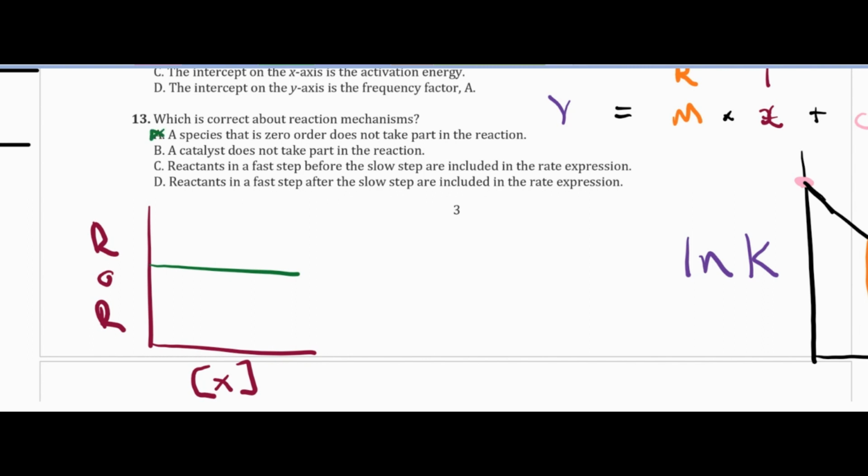A catalyst does not take part in the reaction. A catalyst does take part in the reaction, it's just not used up, and what it does is it provides an alternative pathway with a lower activation energy. So it's not B. Reactants in a fast step before the slow step are included in the rate expression. Yes, they are. Reactants in a fast step after the slow step are included in the rate expression. No, they're not. The rate equation contains concentrations of reactants involved up to and including the rate determining step, so the slow step.